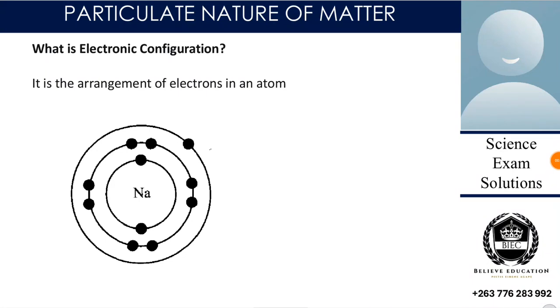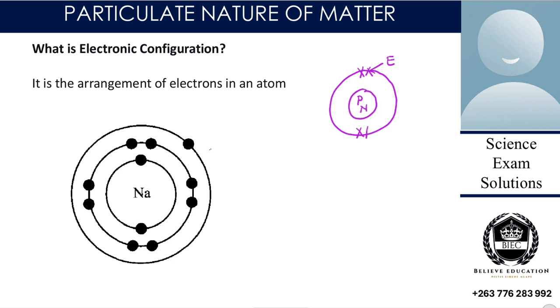So in the last lesson, we looked at the structure of an atom. We said that an atom is supposed to have a nucleus, and within the nucleus, there are protons and neutrons. And then after that, we have a shell, and within the shell, we have electrons. Is that okay?